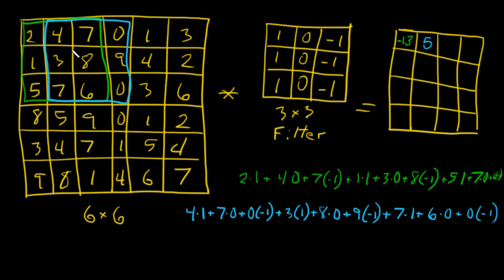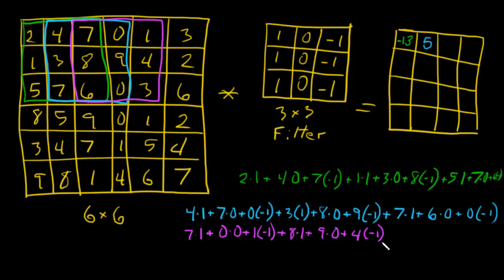Change pen color. Now I'm going to be looking at this group of 3 by 3 pixels. I'm going to convolve my very special filter with that. So here we go. I'm going to get 7 times 1 plus 0 times 0 plus 1 times negative 1, plus, now we'll move to the next row, 8 times 1 plus 9 times 0 plus 4 times negative 1.